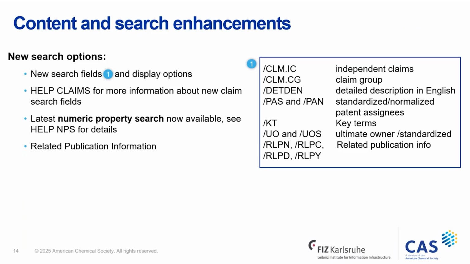Also added, the latest numeric property search version has now been enabled here. Again, this is not intended to be an instruction session on numeric property searching, but most of our full text files have the latest numeric property search version available, which makes it much easier to extract meaningful data from numeric values that come from patents, even in full text situations.